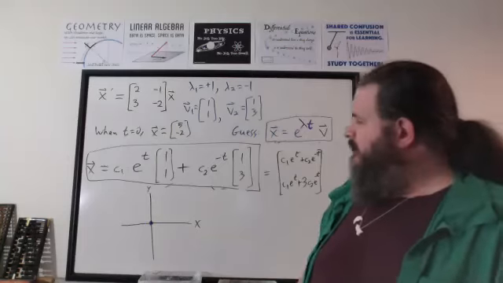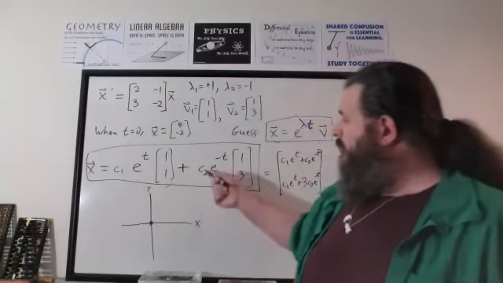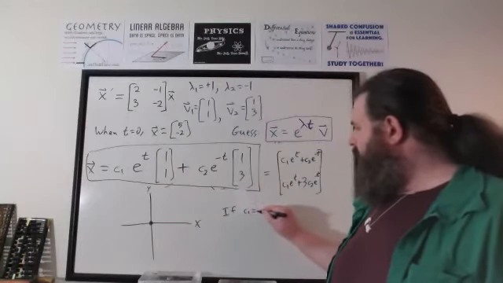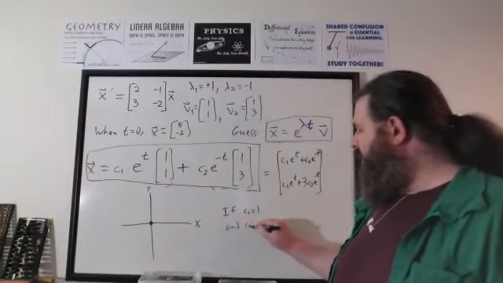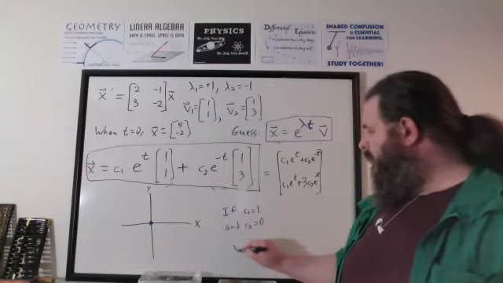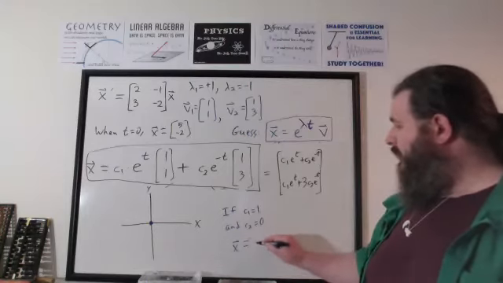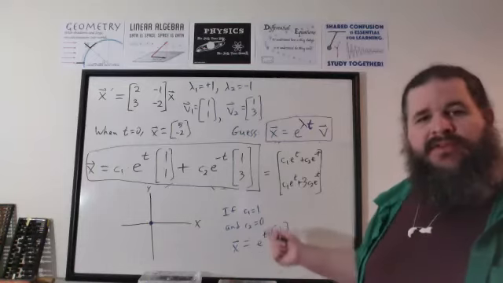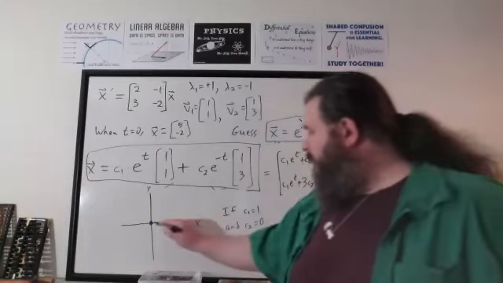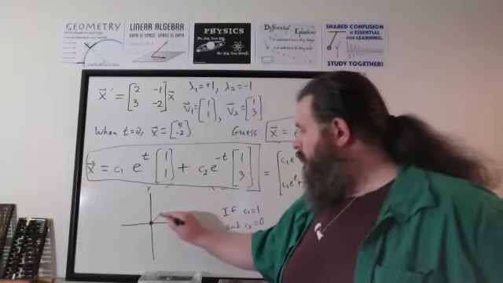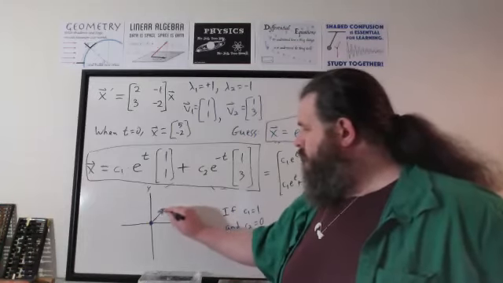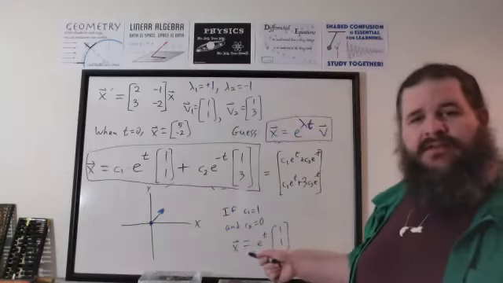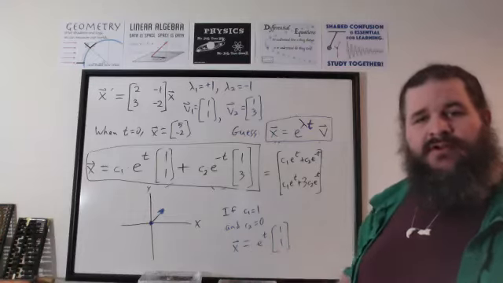For example, let's say we take a look at non-zero values. Maybe we make one of them 0, but the other one non-zero. So for instance, if C1 is 1 and C2 is 0, then the x vector is just 1 e to the t times 1, 1. If we consider that vector, 1, 1 is 1 to the right, 1 up. So that means we're at this point. But what's going to happen to 1, 1 as t gets larger and larger?